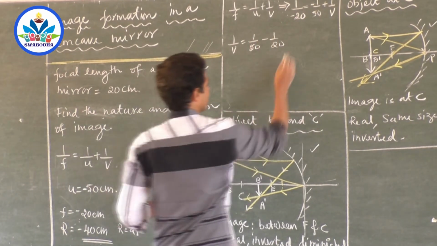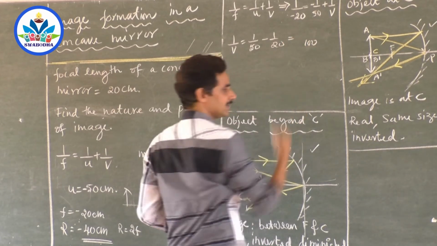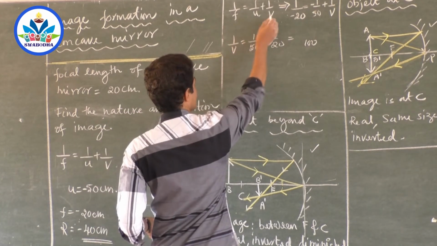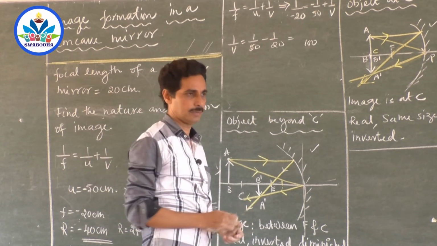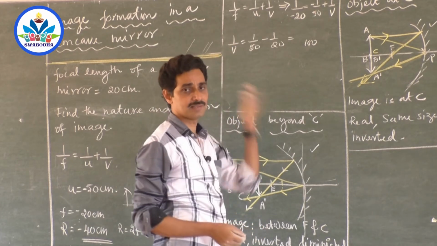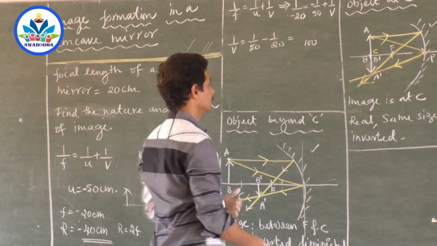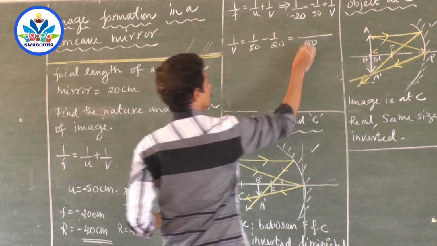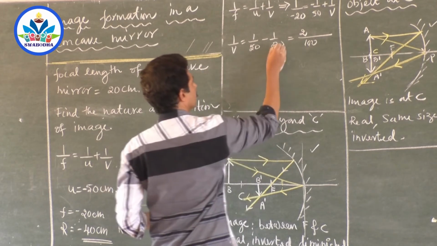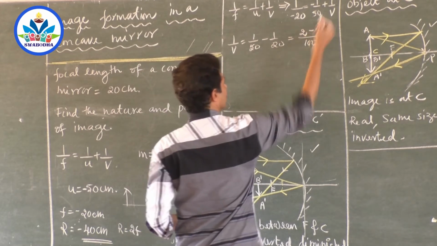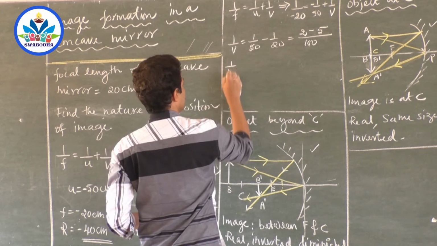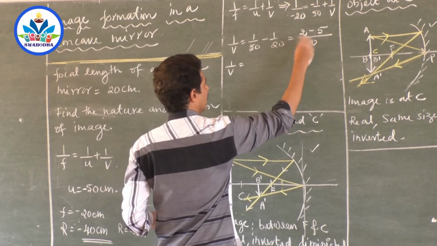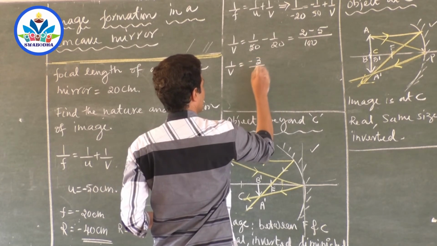Shall I take 100 as common? 100 centimeter. And everything is in centimeter. Don't worry, the answer is also in centimeter, because all these are distances. I have not converted it into the SI system. Since all the things are distances, nothing else is involved, the answer will also be in centimeter. So any unit is okay. 50 two times and 20 five times, minus 5. So what is the answer? 1 by v is equal to 2 minus 5, that is minus 3 by 100.